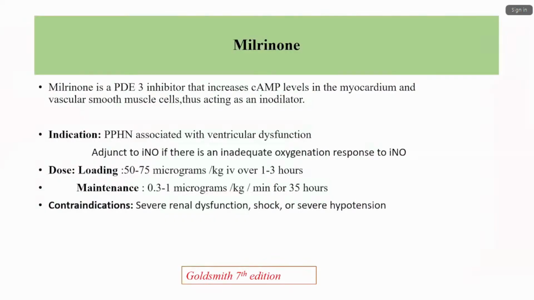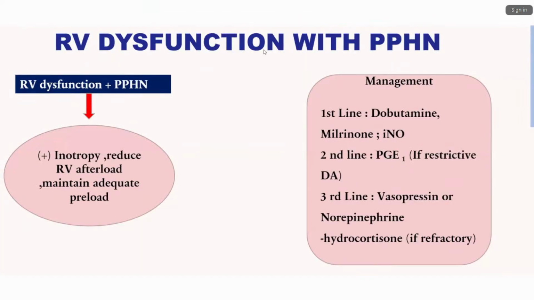So this is the scenario of RV dysfunction with PPHN. In this case, we can use iNO or milrinone, the second line will be PGE1, and third line is vasopressin or norepinephrine. Basically, we have to give positive inotropic effect that reduces the RV afterload and maintains adequate preload. That's why in this case, iNO is preferred.